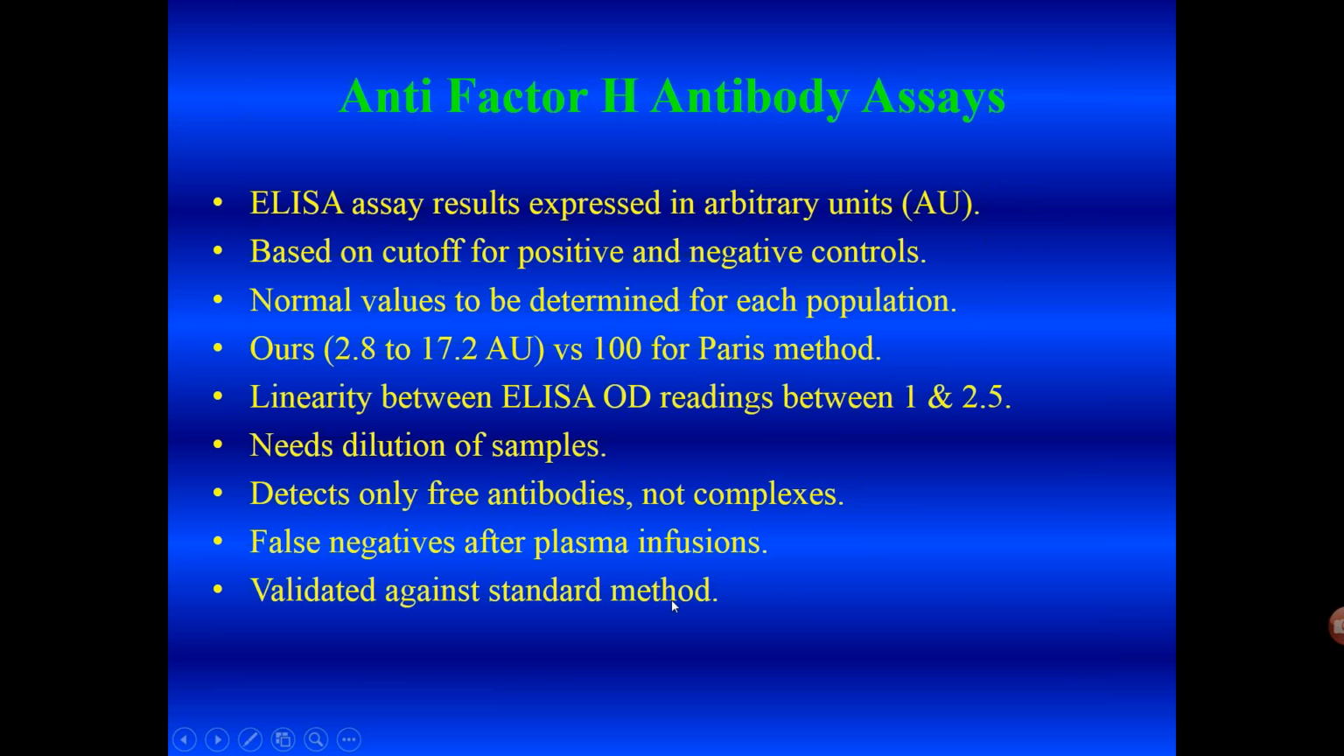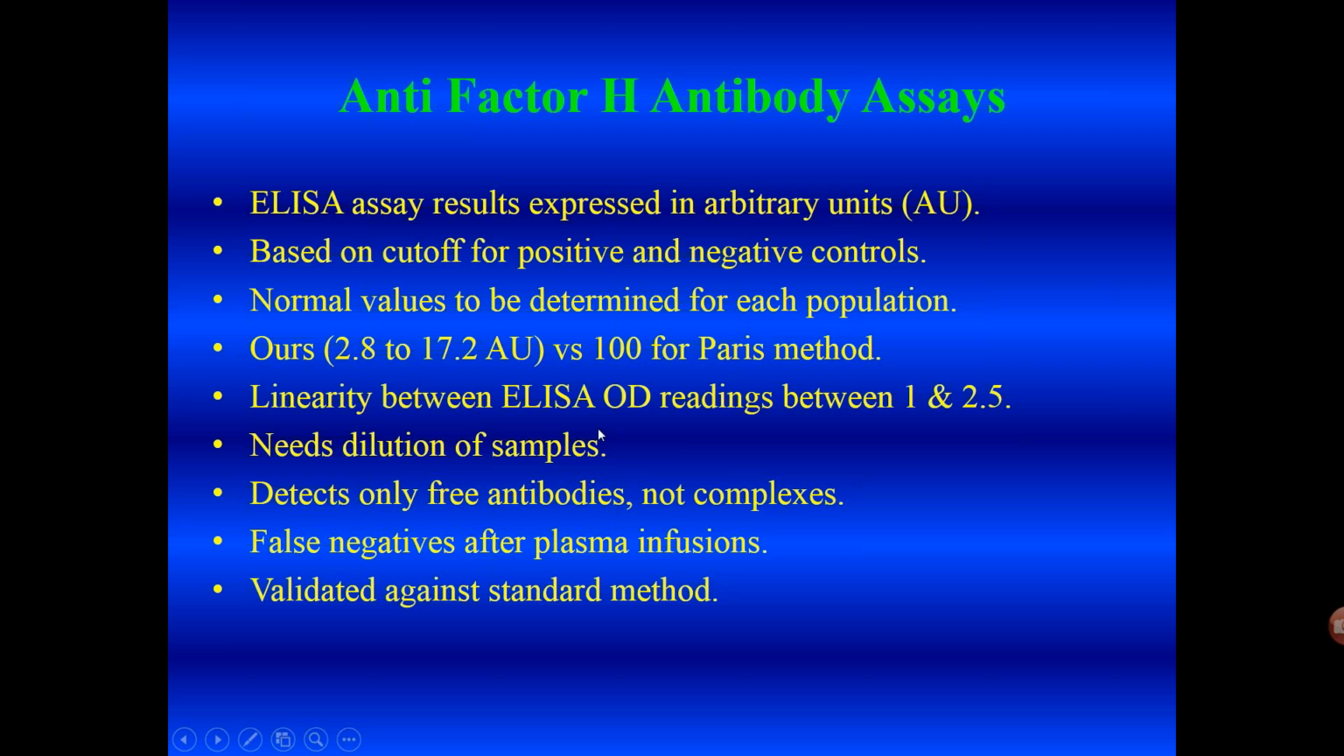So a word about testing for anti-factor H antibodies, something that we have been doing for the last 3 years. We use an ELISA technique to test. The ELISA results as given by the manufacturer are expressed in arbitrary units based on cutoffs for positive and negative control, with normal values having to be obtained for each population studied. When we began to test, we used healthy blood donors, school children for general checkups, and patients with other diseases other than thrombotic microangiopathy admitted to our wards. What we found was that the normal range was about 0 to 20 in our hands.